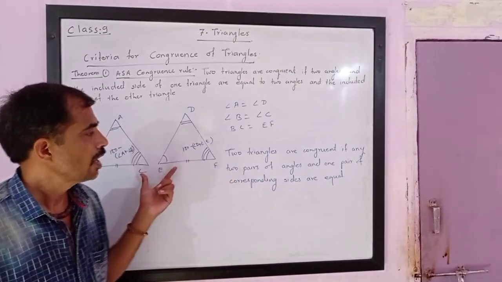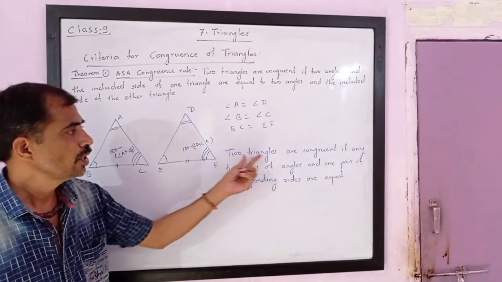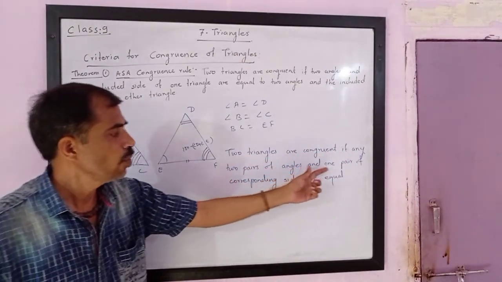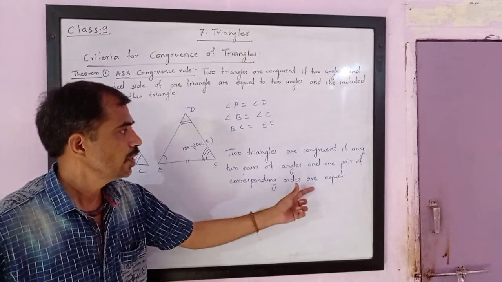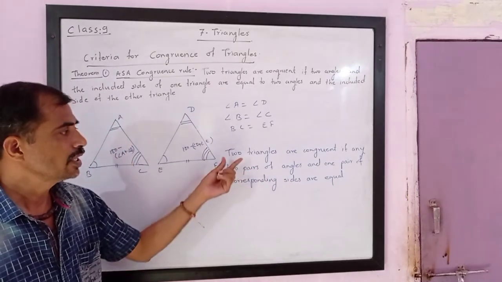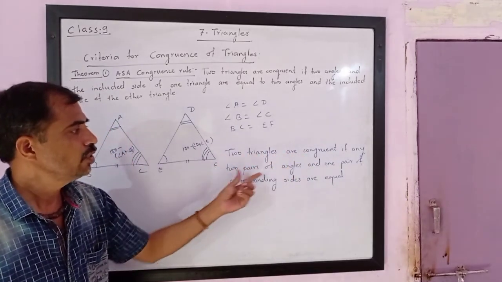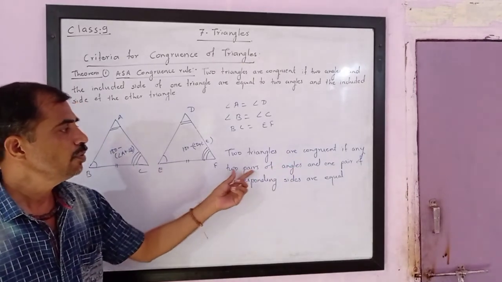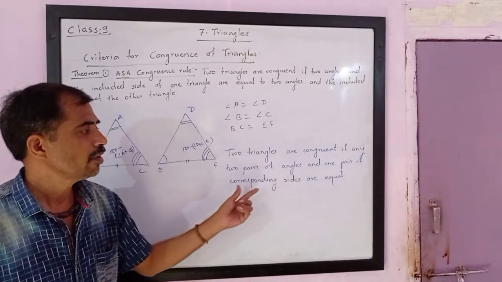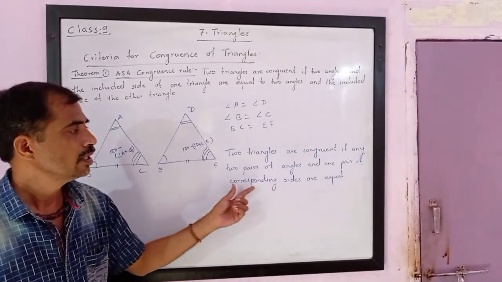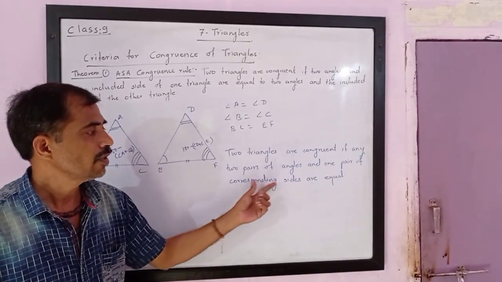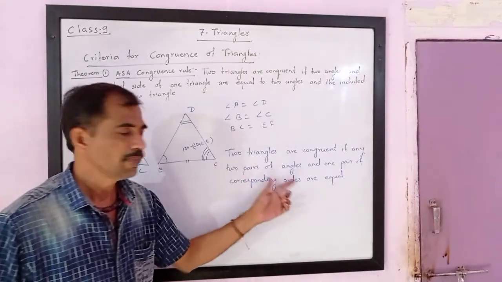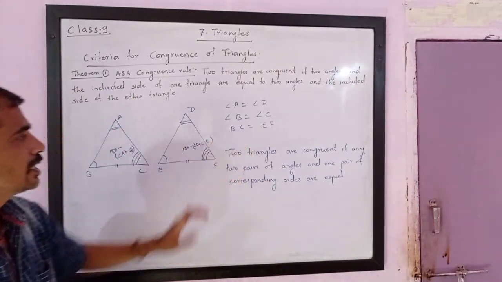Thus, we are saying that two triangles are congruent if any two pairs of angles and one pair of the corresponding sides are equal. That is, two triangles are congruent if any two pairs of angles of one triangle are congruent to any two pairs of the other triangle and one pair of corresponding sides are equal. So understand these statements.